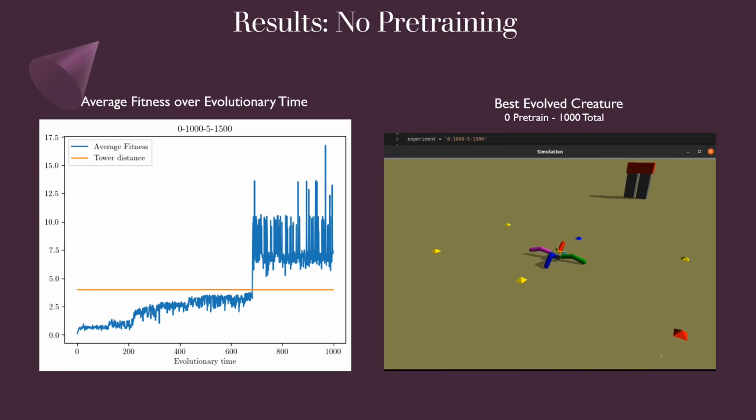To ensure that my results were accurate, I repeated the experiment with 1,000 generations, this time with only 5 creatures in each generation. We can see that it takes about 600 or nearly 700 generations to actually destroy the tower, but it does eventually do that. And then once one creature destroys the tower, all of them are able to, and the average fitness shoots way up towards the end. And we can see this is the gait that was discovered with no pre-training at all. And eventually the tower does indeed get destroyed, as you can see.